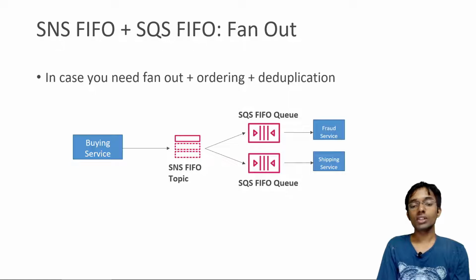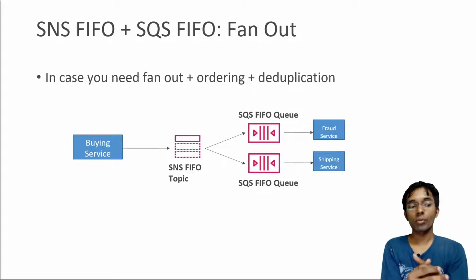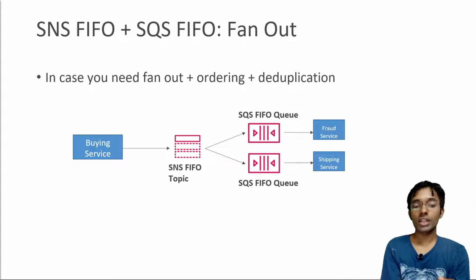So why do we need this? Why do we need this SNS FIFO plus SQS FIFO fan out pattern? Well, in case you want to do a fan out using SQS FIFO, so you need fan out, ordering and deduplication. The buying service would send the data into an SNS FIFO topic, and then it will fan out to SQS FIFO queues, which can have the fraud service and the shipping service read from the FIFO queues as well.